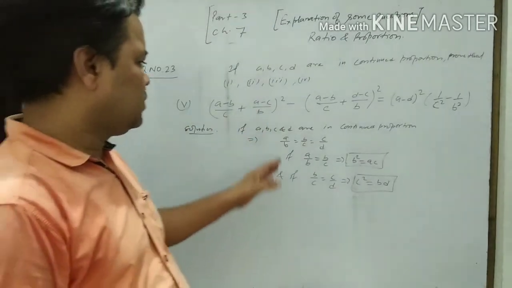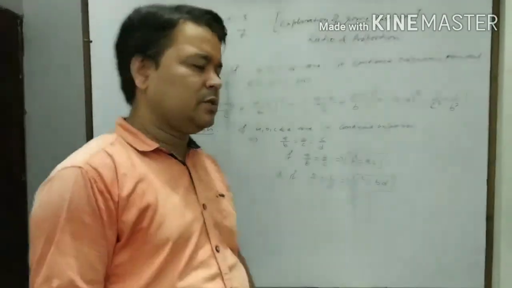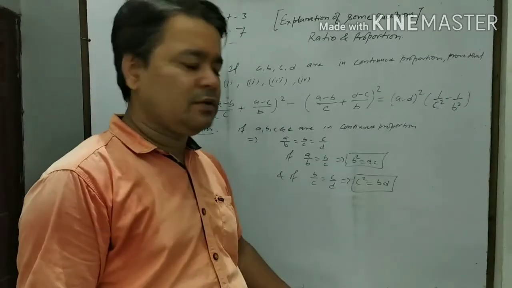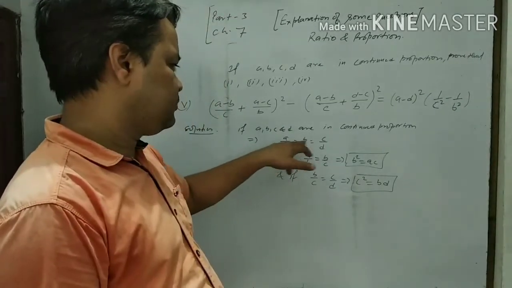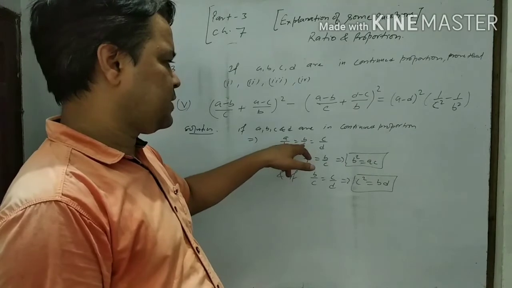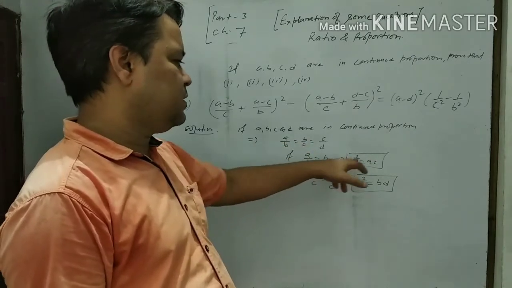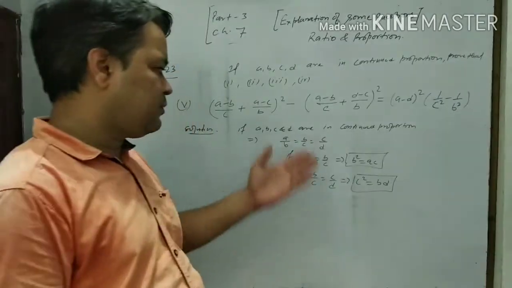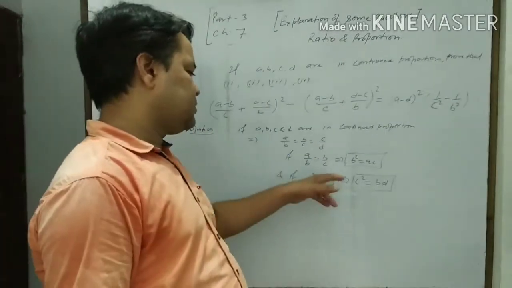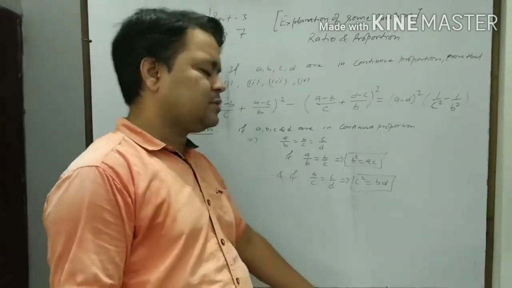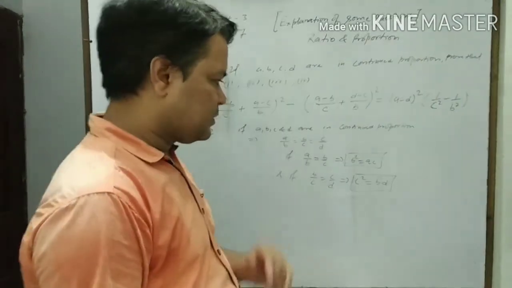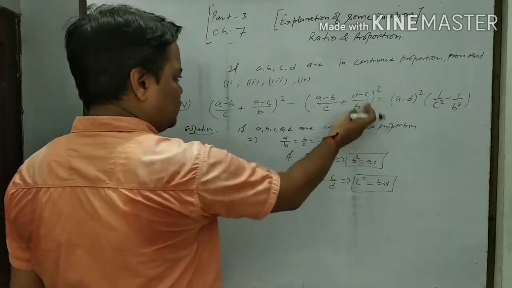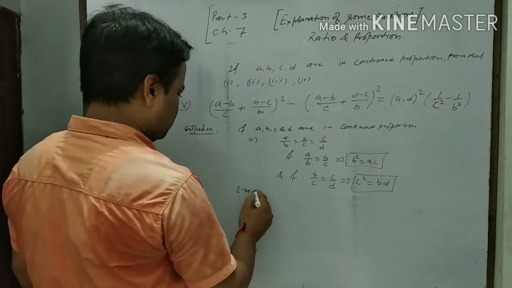Very simple. If a, b, c, d are in continuous proportion, then according to the concept, a by b is equal to b by c is equal to c by d. If we take the first two equivalent fractions, a by b is equal to b by c, then b square is equal to ac. And if we take the last two equivalent fractions, b by c is equal to c by d, this implies that c square is equal to bd. After that, we just take the left hand side of this question.